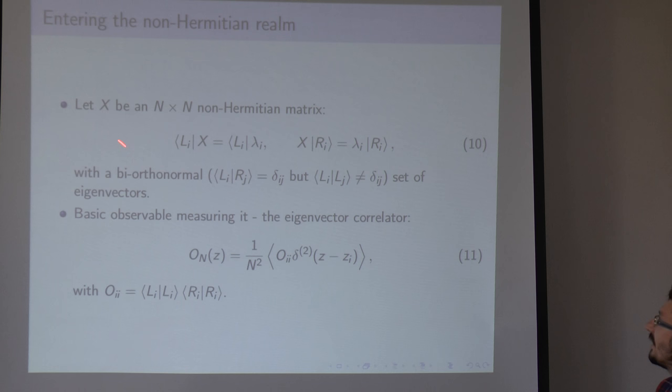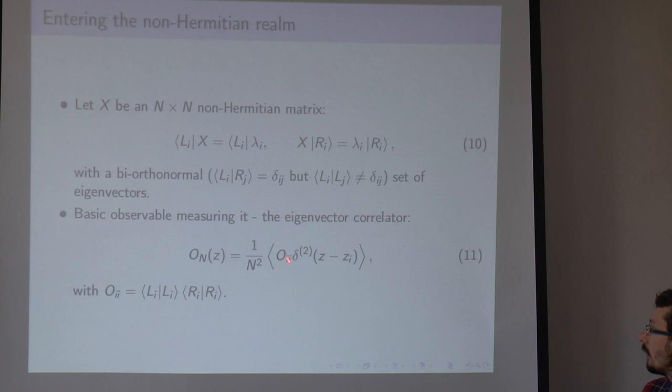What I wanted to say is that not everybody remembers that a general matrix has two sets of eigenvectors, left and right. They are bi-orthonormal, so this one is satisfied, but not necessarily this one. In the non-Hermitian matrix, we have an additional basic observable which measures it, which we call the eigenvector correlator, which is just the delta functions. And additionally, we have this. Okay, there should be a summation here, right?